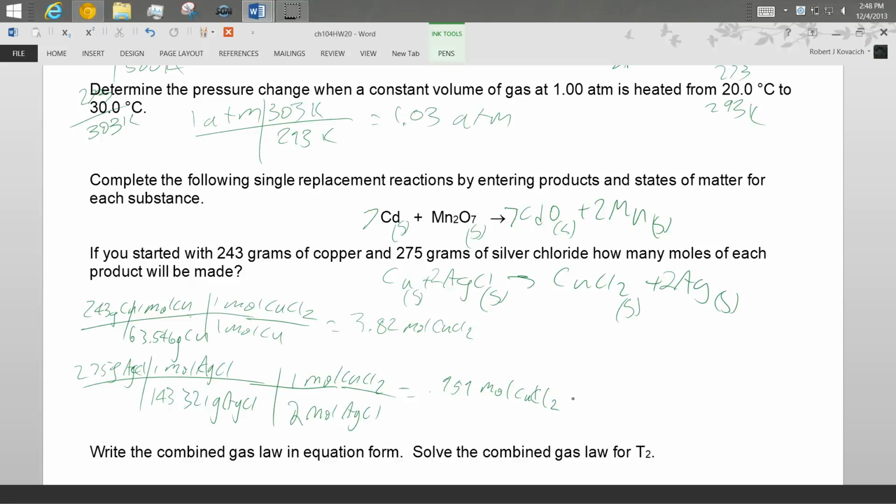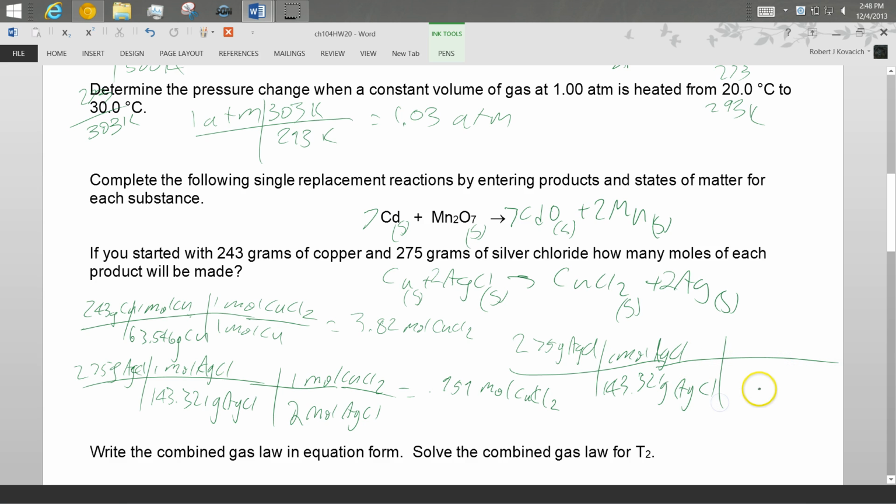Okay, so then I'm going to do another one to figure out how many moles of my silver is going to be made here. So I'll go 275 grams of AgCl, 1 mole AgCl to 143.321 grams of AgCl. And then for every 2 mole AgCl, I get 2 mole Ag.